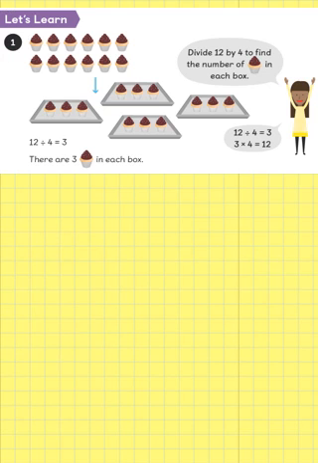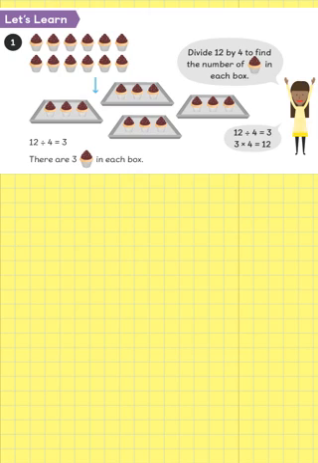Now that you've come up with your own ways, we're going to have a look at our Let's Learn tasks, and we're going to see how this is going to help us to understand how our answer is going to be understood when we are dividing by 4 equally.